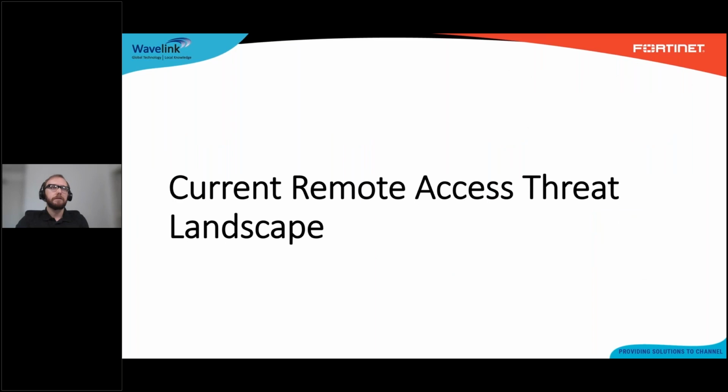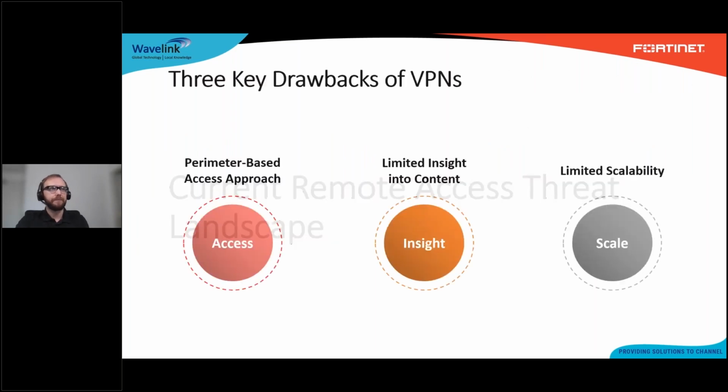Now let's jump in and have a look at the current remote access threat landscape. The 3 key major drawbacks for traditional VPNs for businesses and enterprises are the perimeter-based access approach that is most commonly used with traditional VPNs. There's limited insight into content traversing through these traditional VPNs typically, and also the way they're designed really limits their scalability.